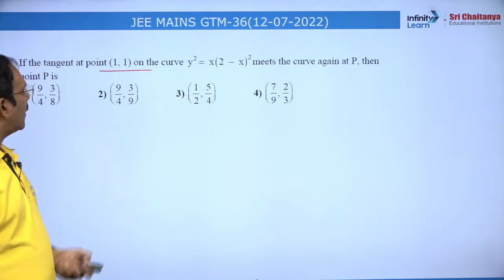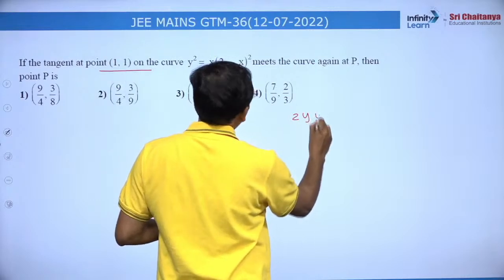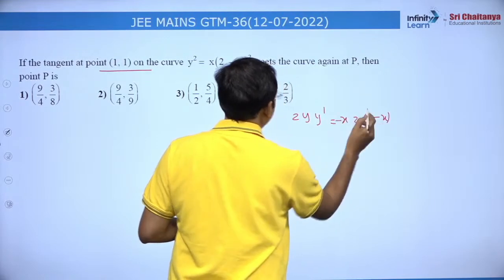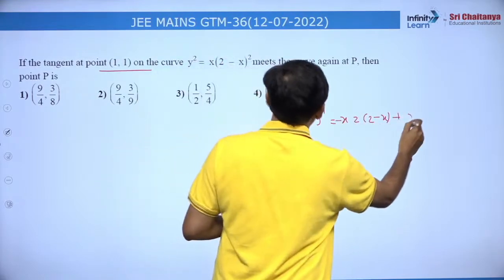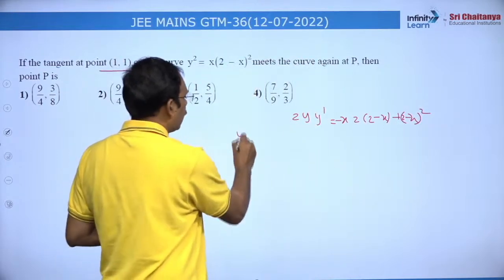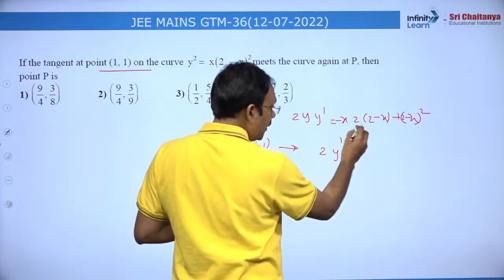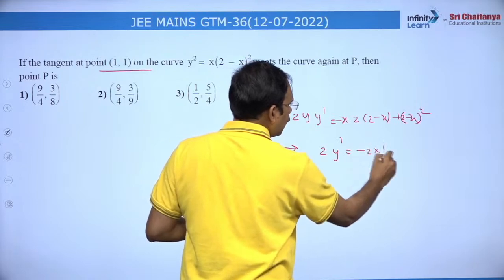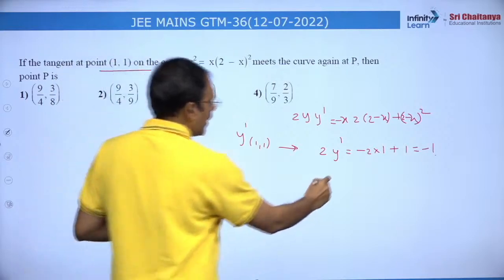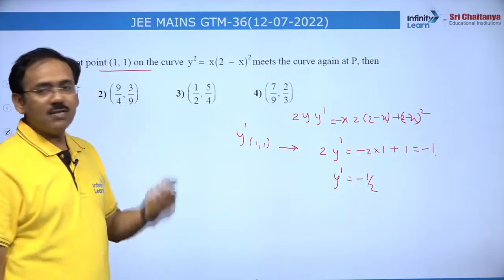You just find the tangent equation. That means derivative at 1, 1. 2y y dash is u into derivative of v plus v into derivative of u. This is derivative and I want y dash at 1, 1. That means 2y dash is minus 2 into 1 plus 1, which is minus 1. So friends, y dash is minus 1 by 2. So the tangent slope at 1, 1 is minus 1 by 2.